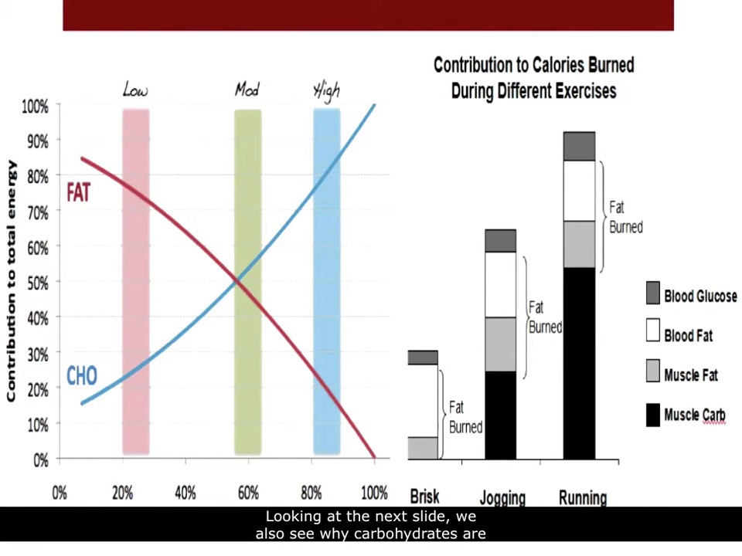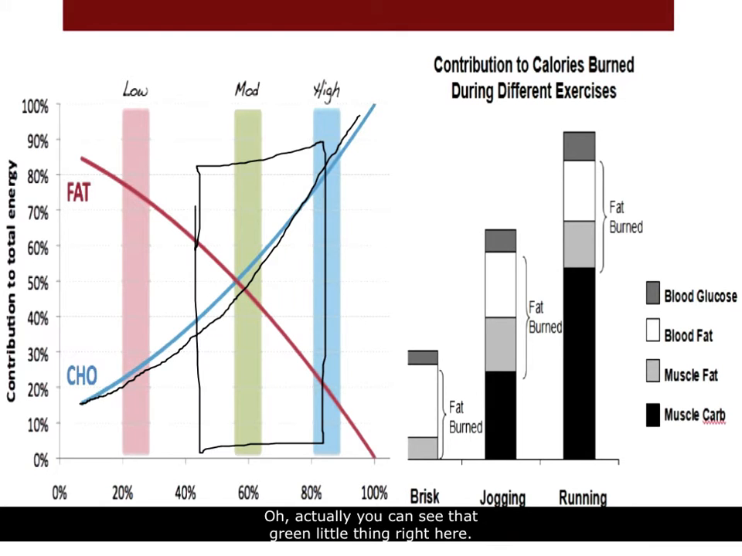Looking at the next slide, we also see why carbohydrates are so important, because we use carbohydrates in a proportional relationship with exercise intensity. So remember we just talked about moderate intensity. It's over in this little category. Oh, actually you can see that green little thing right here. As we exercise at that moderate intensity, like that recommendation says, which is honestly what most of us are going to do, we're going to be in that moderate range. Low intensity is for people with disabilities, people that are severely overweight, and high intensity is for when you're training for something competitive. The majority of us exercise at a moderate intensity.